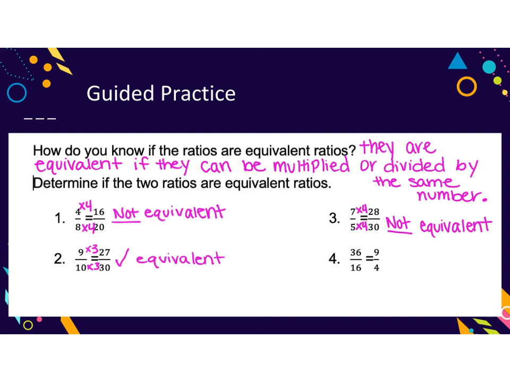And for question number 4, we see 36. How do we get from 36 to 9? If we divide 36 by 4, we would get 9. So then we would also want to divide 16 by 4. And when we do, it equals 4. So these two ratios are equivalent.